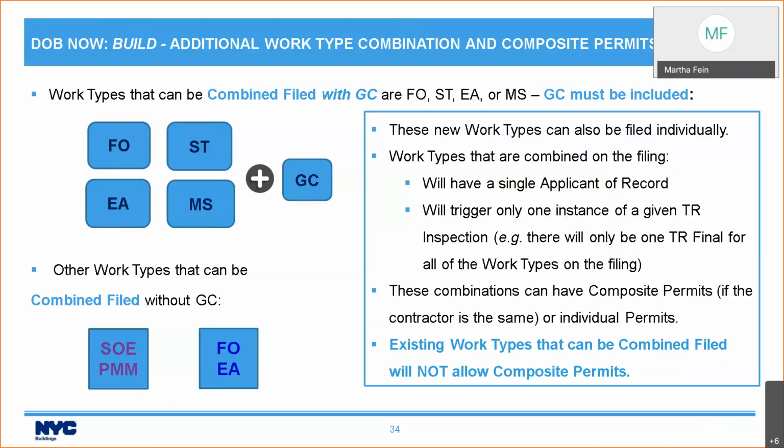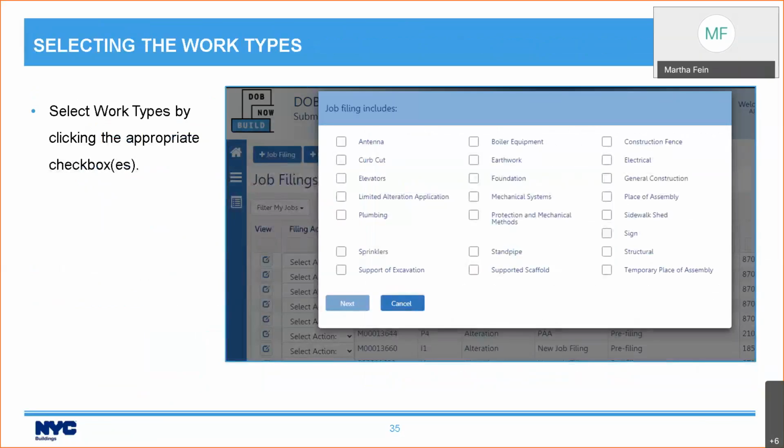Existing work types that can be combined filed, the ones on the previous slide, will not allow for composite permits. So we'll get a lot more into that in the contractor training if you attend that. What you'll do is you'll select your work types by clicking the appropriate checkboxes, and I'll show this to you in a minute. And what you'll see is when you click something, it restricts what else you can choose.